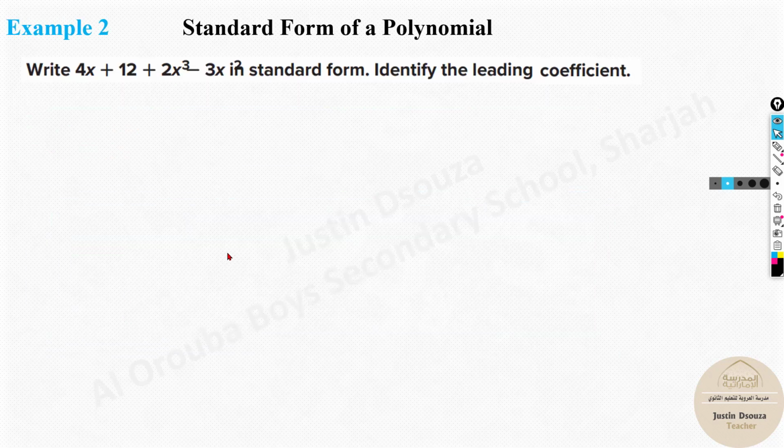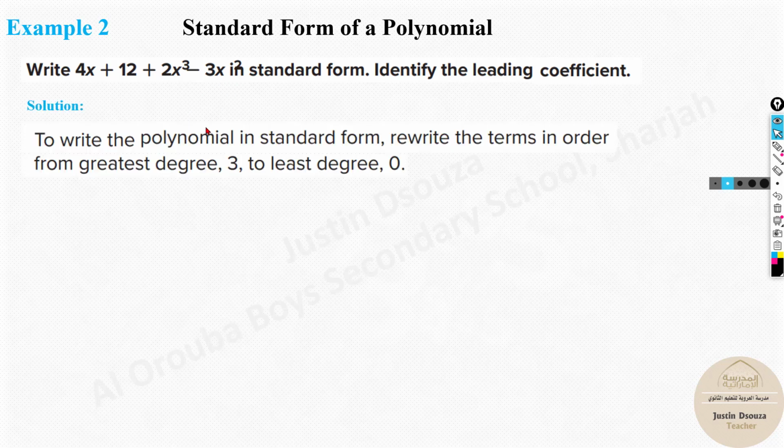Now we will move on to the next problem about leading coefficients. The concept of leading coefficient comes only in polynomials. So if it's not a polynomial, you don't have this. So it must be a polynomial. Let's look at this problem: 4x plus 12 plus 2x cubed minus 3x squared. Sorry for these numbers, they are a bit odd.